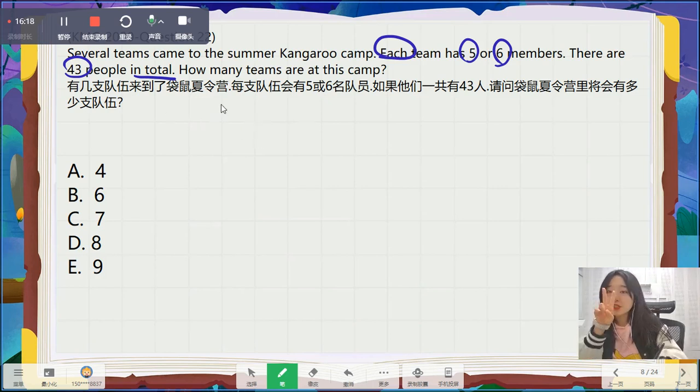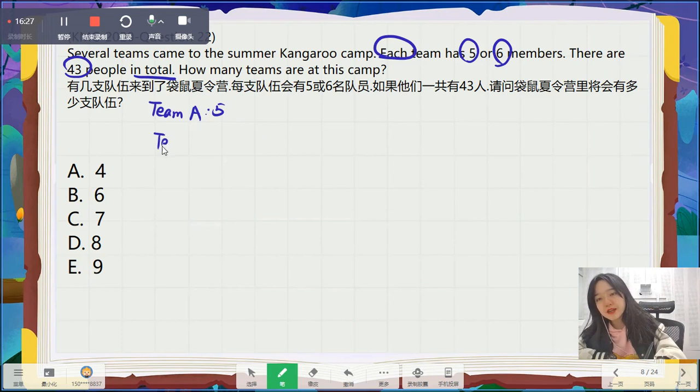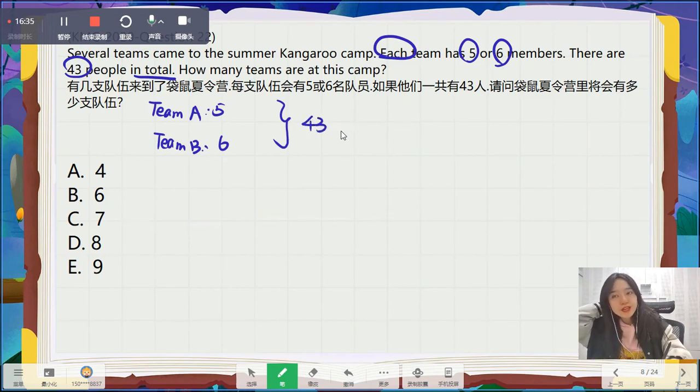So that means there are 2 kinds of teams. We can name them as Team A. It has 5 members. And the Team B, it has 6 members. We know there are 43 people in total in both A and B. But we are not very sure how many teams A we have, how many teams B we have. Let's see how to do this question.